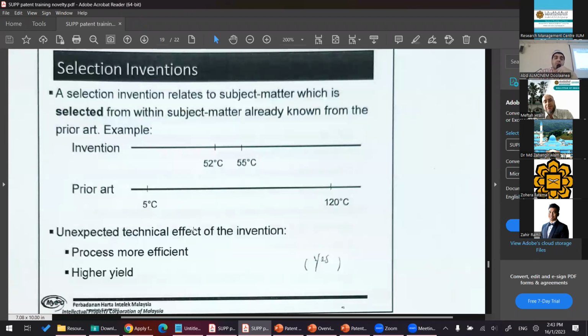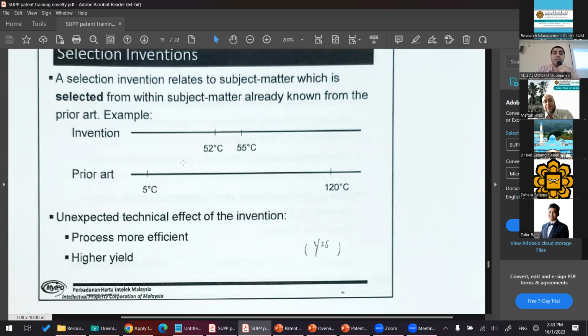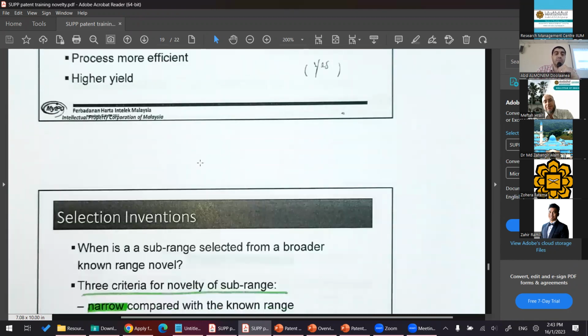Okay, this one, the doctor's question. Selection of an invention related to subject matter selected from a range. If the prior art is between 5 to 120, then your invention is a narrower range. Then you need to prove unexpected technical effects of the invention, like the process being more efficient, higher yield, or something very specific happening in this range, unexpected from the normal range between 5 to 120. In this case, you are allowed, you are considered novel for this range. I think this is very important for process people and chemical engineering and extraction and so on.